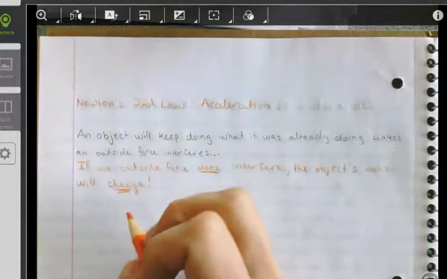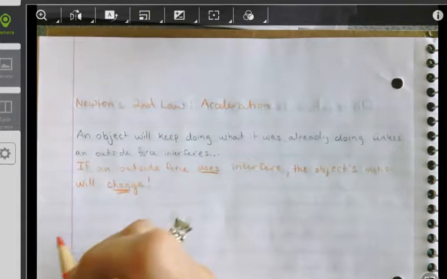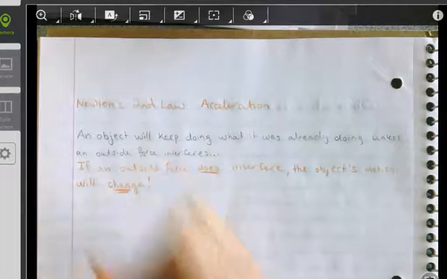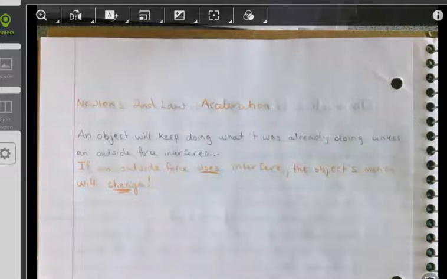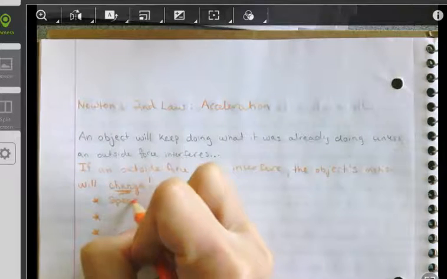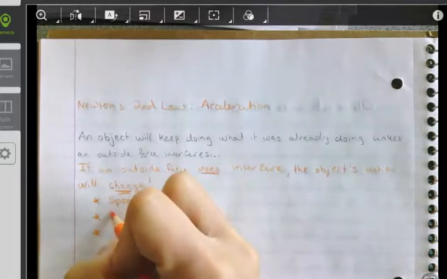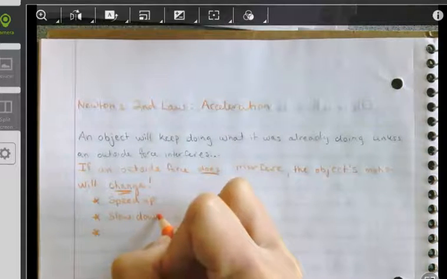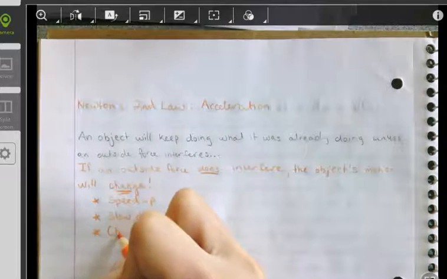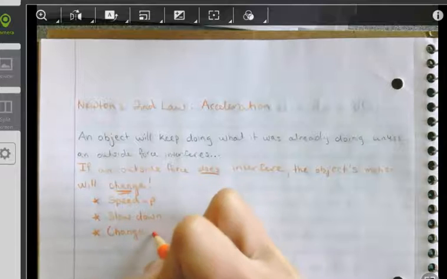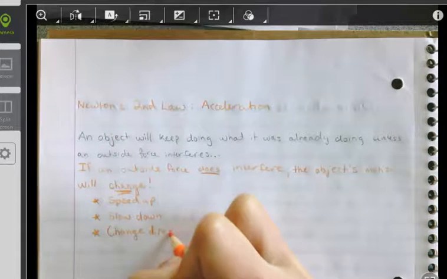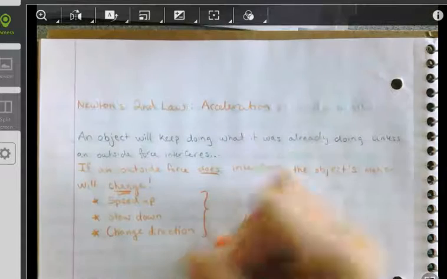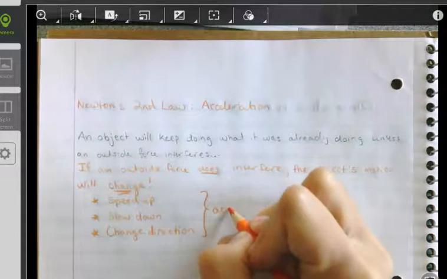This change we have always referred to as acceleration. Acceleration involves three possible changes. You could speed up, you could slow down, and most importantly, you could change your direction. You could turn. These are the cases we're going to use to describe acceleration.